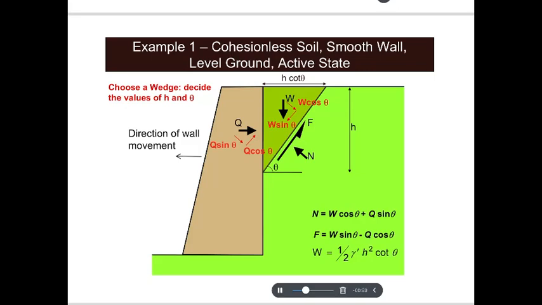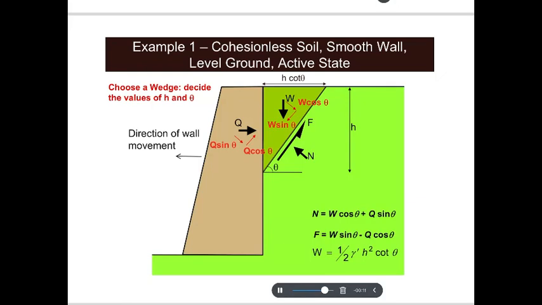And within this failure wedge, there are a few forces acting. Then we look at the forces here. We have Q, which is the active force, W, which is the weight of the soil mass within this failure wedge, and F, the shear force, or what we call the resisting force, and N, which is a normal force. So the N is actually the summation of W cos theta and Q sin theta, while the frictional force is W sin theta minus Q cos theta.